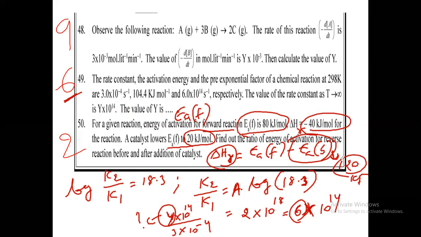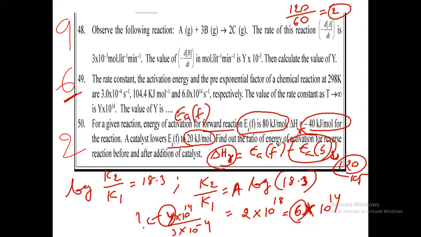Now from this 120, how much value should be decreased? 60 must be decreased. Why 60? Because for the activation energy of the forward reaction, 80 became 20, which means a lowering of 60. The same thing should happen for the 120 kilojoules activation energy of the backward reaction also. So from 120, it will be decreased by 60. Now the activation energy is 120 initially, and finally it is 60.